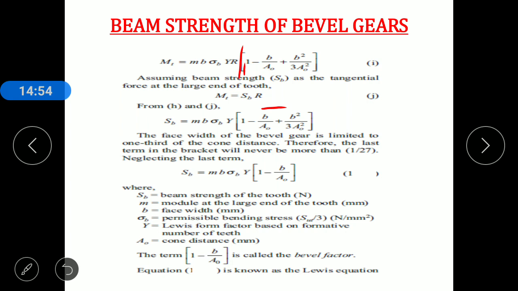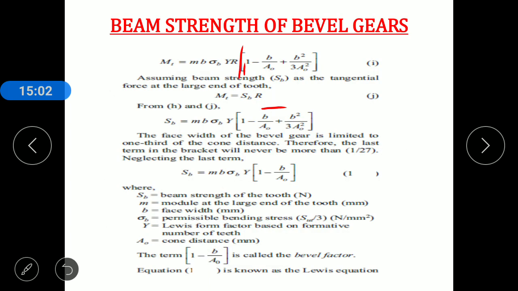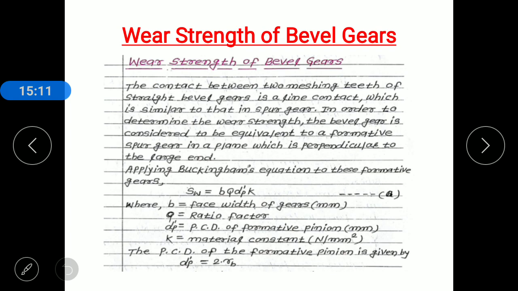Remember that. This is the whole thing about the beam strength of a bevel gear. The question to derive the beam strength of bevel gear is also asked for 6 to 7 marks in university examination. Now the next bit, wear strength of bevel gears.